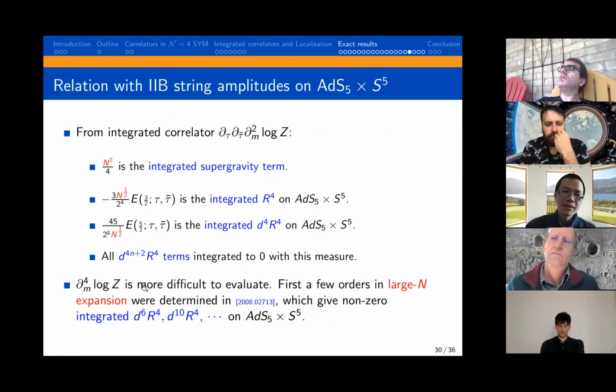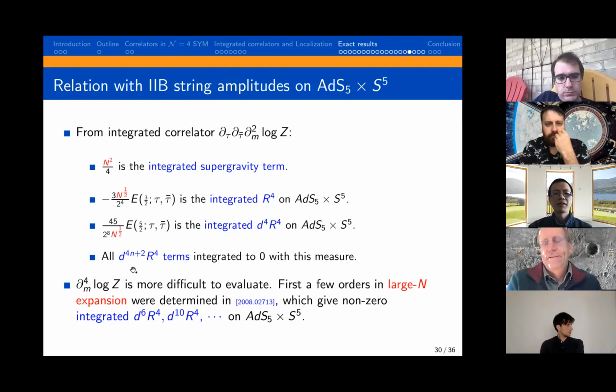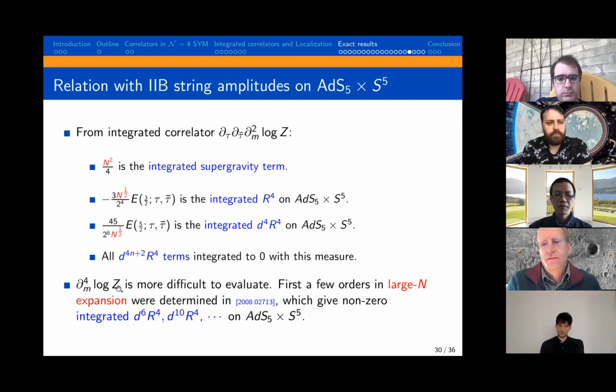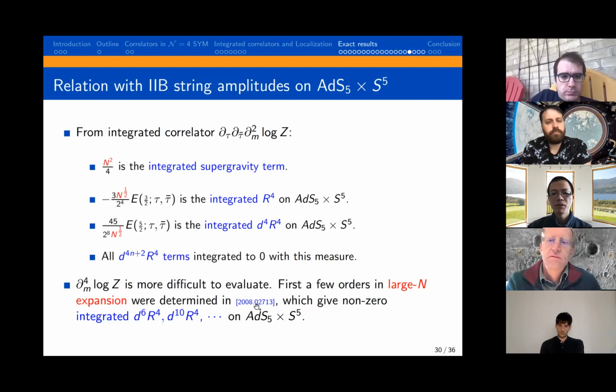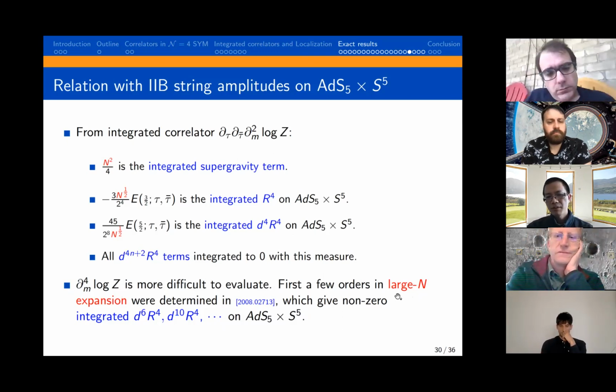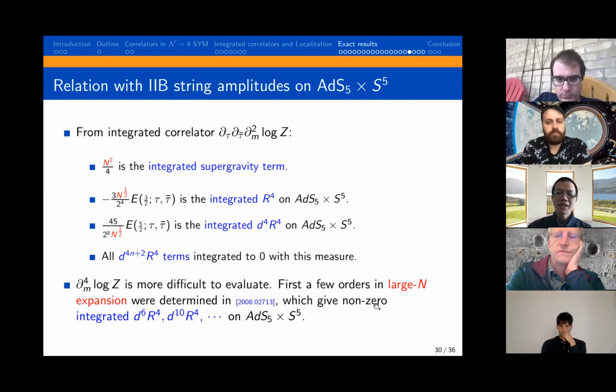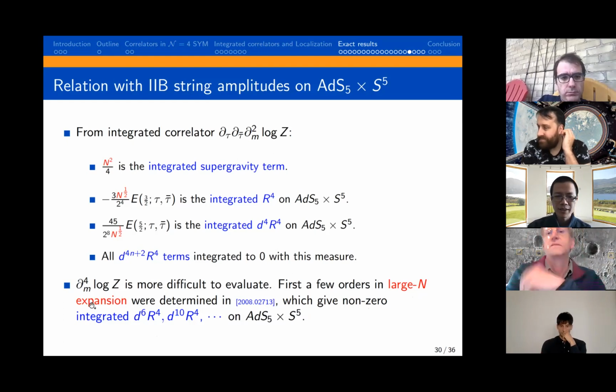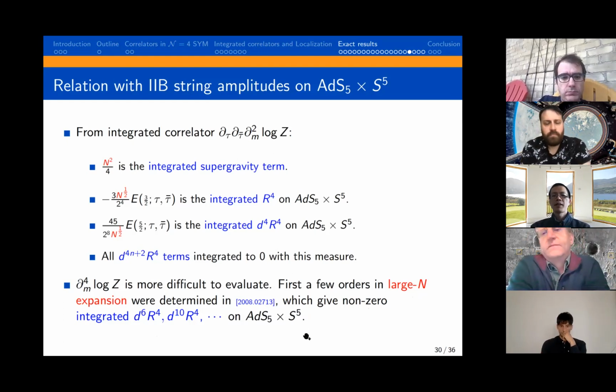To see those guys, it turns out you have to look at the other integrated correlator. Yeah, the only thing I try to emphasize, this one is more difficult to compute, but nevertheless, we computed a few orders in the large N expansion. So there's no, say, finite N expression for this one. And for the large N expansion, then we get some information about those high derivative terms. Again, integrated on AdS5 cross S5.